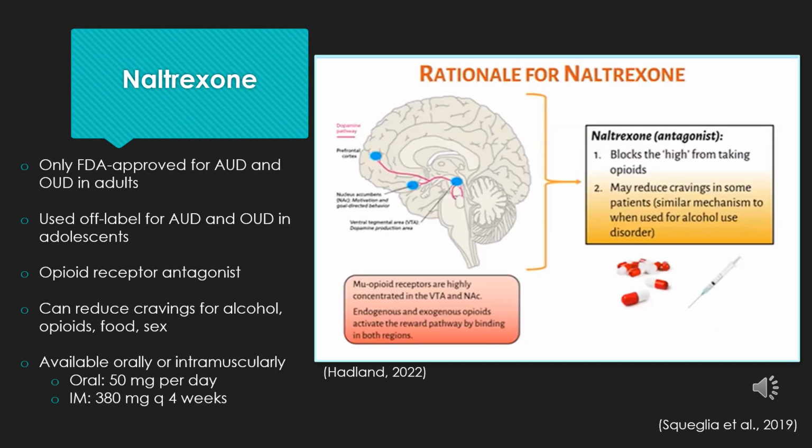Naltrexone is not FDA approved for use in adolescents, but it is often used off-label to treat alcohol use disorder and opioid use disorder. Naltrexone is an opioid receptor antagonist, and it can reduce alcohol and opioid cravings by blocking endogenous opioids. Naltrexone functions by blocking the pleasurable effects of opioids and can lessen alcohol cravings for some people. Naltrexone is kind of cool because there's a potential to reduce cravings for multiple substances, and this is because there are opioid receptors in areas of the brain associated with reward pathways for quite a few different cravings.